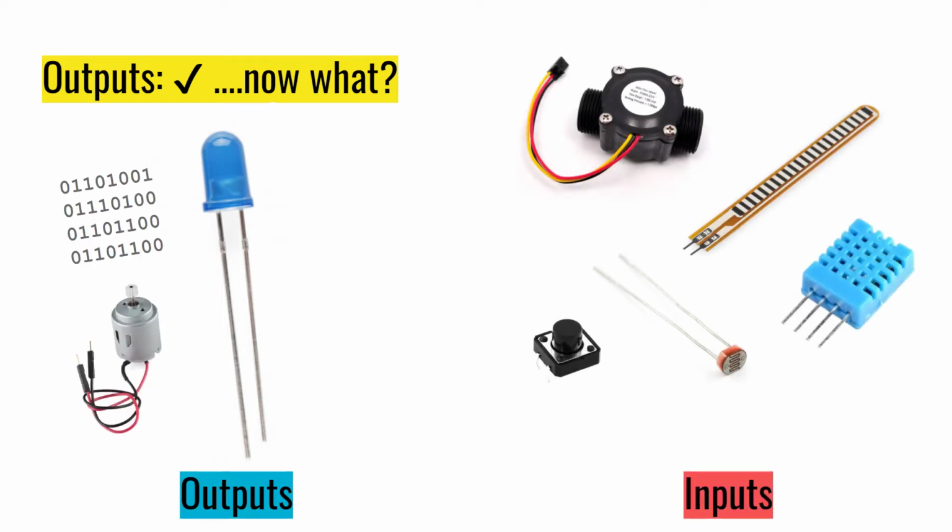The output device we worked with was the LED. Now, on the screen are a few examples of devices that can be used as inputs: flow meters, gas sensors, push buttons. The center item is a photocell, and we'll be using it in our exercise to understand how to take in information from the outside world to process in our Arduino.